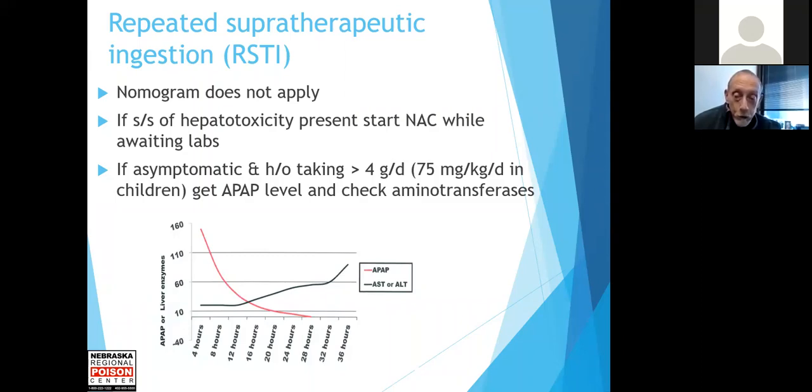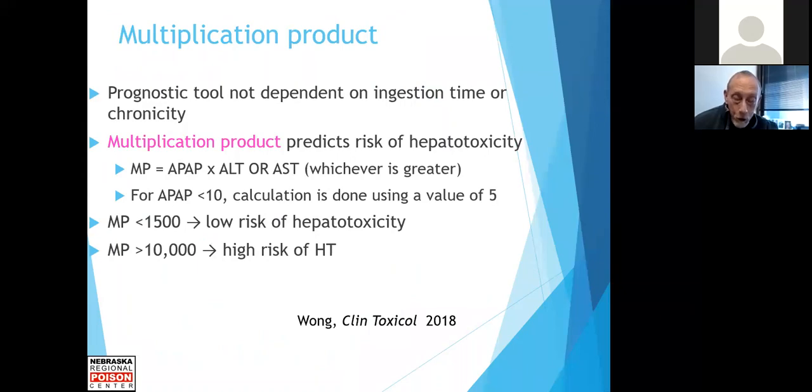So the nomogram was not designed to deal with that kind of situation. Nomogram is for a one-time ingestion at a known time. So we still get a level to see, was this really an acetaminophen ingestion? Do they still have acetaminophen in their system so that they're still making the toxic metabolite? And we want to see what are their liver enzymes like. So we still do the labs. We don't do the nomogram. We treat them empirically if they still have a significant acetaminophen or if they have elevated liver enzymes.